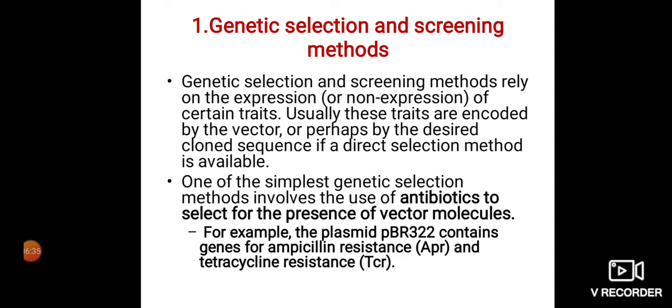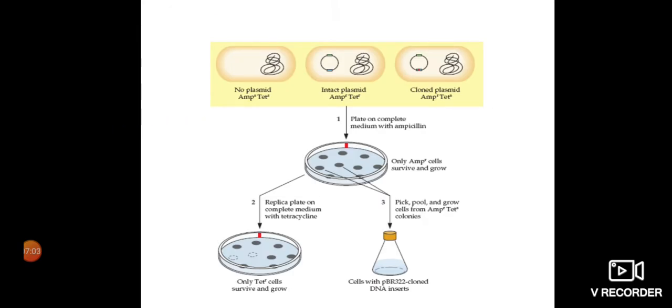So for example, antibiotic selection is one of the methods. For example, pBR322 contains genes for ampicillin resistance and tetracycline resistance. So based on the insertion of the transgene or the target DNA into the ampicillin or tetracycline resistance gene, that particular plasmid is going to lose that particular antibiotic resistance. So here you can see in this slide, there is a bacterial cell which is going to get transformed with this particular recombinant DNA.